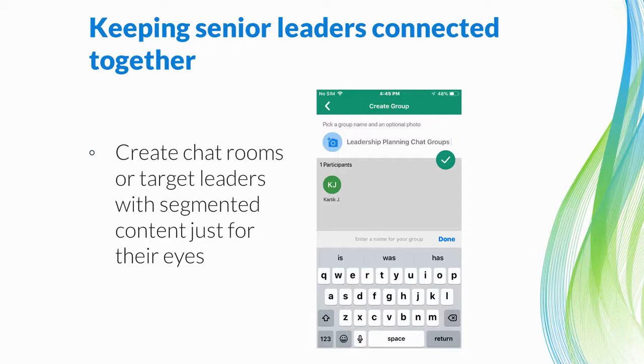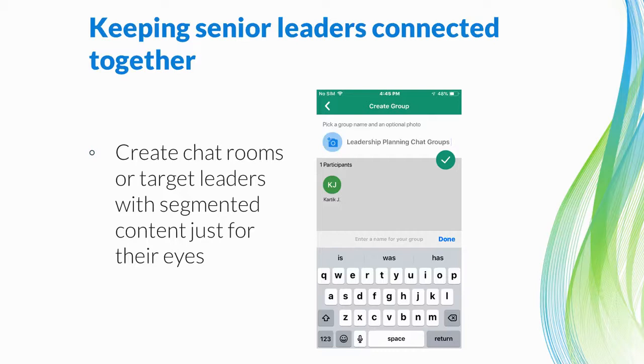So even just by enabling something as simple as instant messaging, right, and doing group messaging, senior leaders can start these group chats. They can privately share and talk about whatever they wish, all that sort of stuff. It's all inside of your platform. But at the same time, you can also segment information.